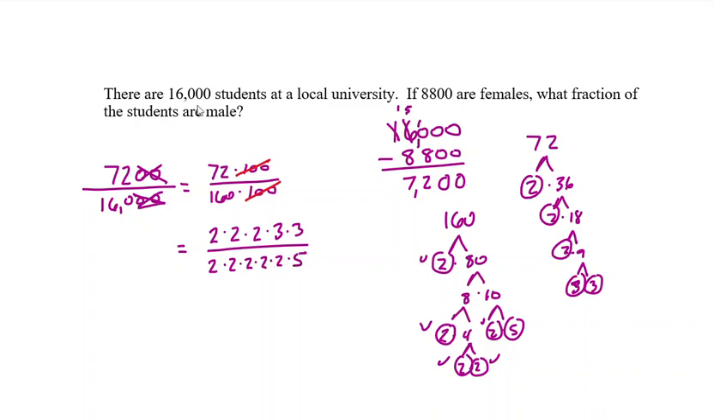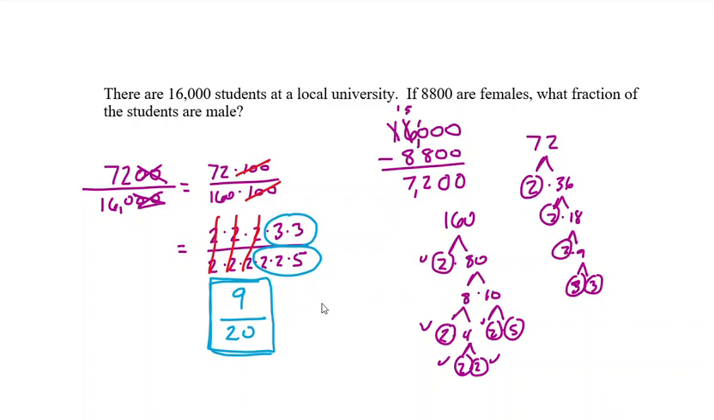We'll come in here with our red pen and cross off the factors that are the same: three 2s on top and three 2s on the bottom. And we're left with 3 times 3, which is 9 on top, and 2 times 2 times 5, which is 20 on the bottom. So 9/20ths of the students are male.